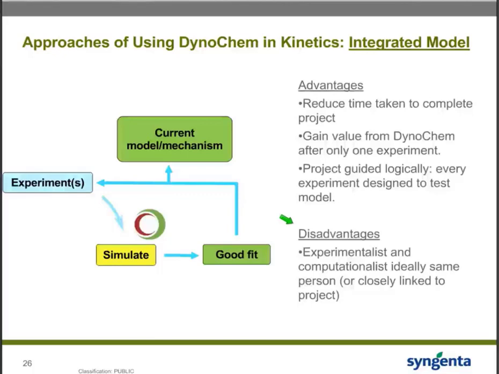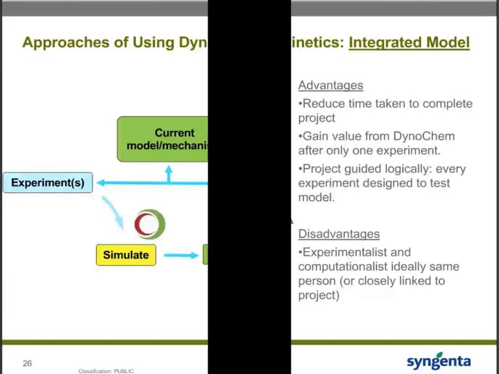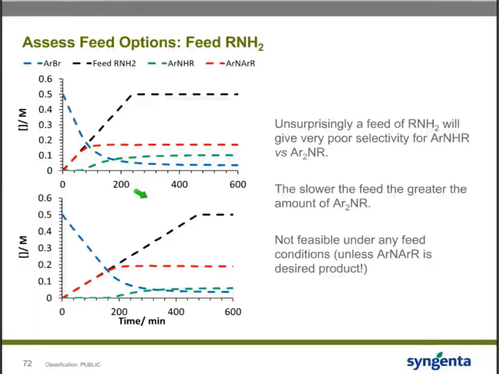The disadvantages are, however, that your experimentalist and the person who's using Dynochem have to be closely related. Ideally they're the same person, otherwise you'll waste time filling in the person, they do the model, and then you go back and forwards. Ideally it's the same person who's doing the experiments that's doing the simulation. And that will become more and more significant as you slow down this feed.